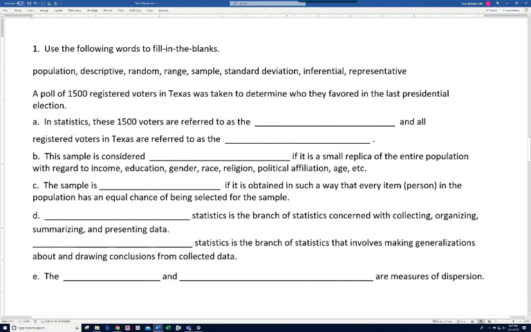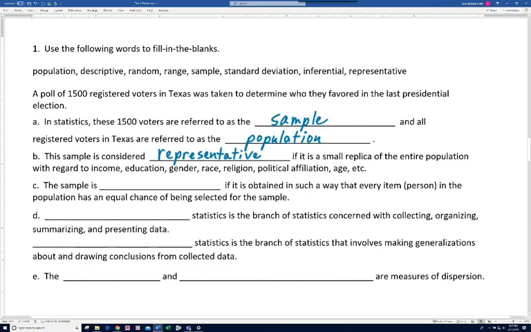It says a poll of 1,500 registered voters in Texas was taken to determine who they favored in the last presidential election. In statistics, these 1,500 voters are referred to as the sample, and all registered voters in Texas are referred to as the population. Normally, certainly in a situation like this, there's no way to poll the whole population, and so you poll a sample.